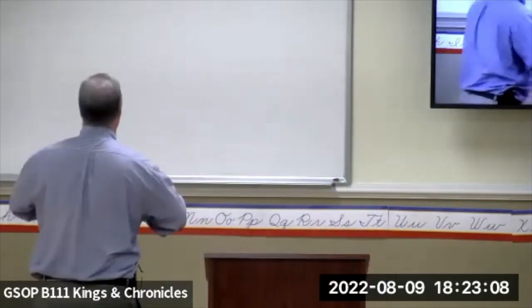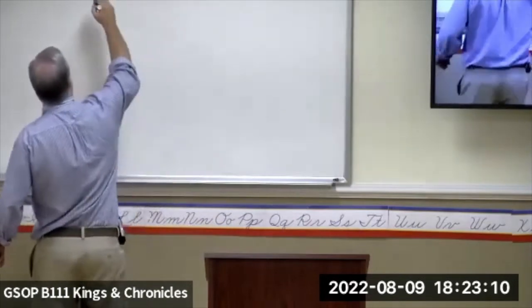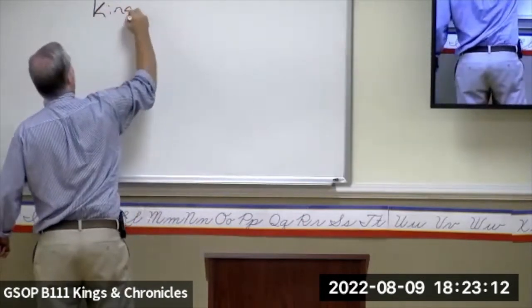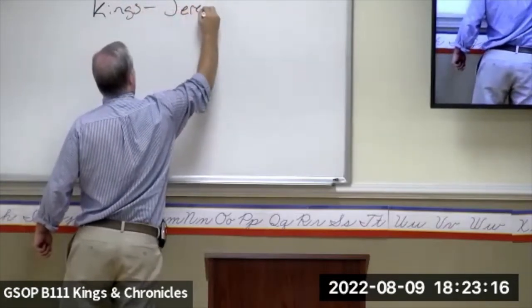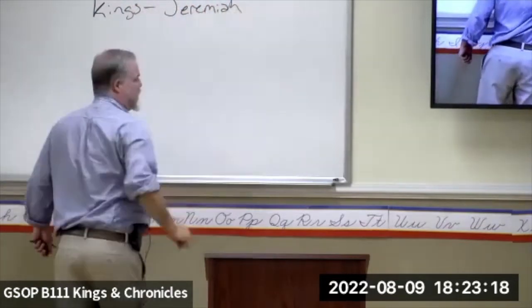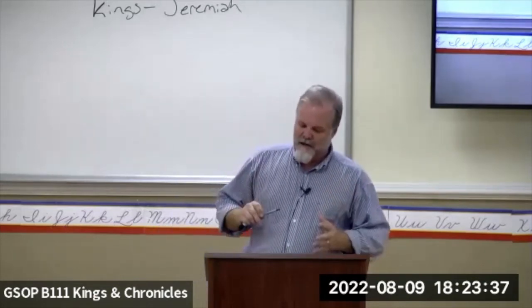Let me know if anybody says anything. According to tradition, Jeremiah penned the Book of Kings. Now, he would have been alive during the fall of Jerusalem in 586 BC. The most common view today is that Kings concludes a unified series of books that reflect the language and theology of the book of Deuteronomy.